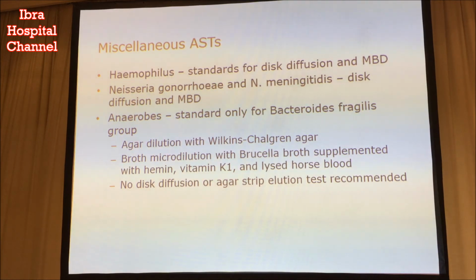For the anaerobes, there's really only one anaerobe where there's a standardized test. That's for the Bacteroides fragilis group. They can be done by agar dilution or microbroth dilution using different media formulations. There is no reliable disk diffusion test or agar strip elution test for Bacteroides fragilis, as well as for the other anaerobic organisms. So anaerobic susceptibility testing, other than in a research lab, is generally not performed and is technically difficult.